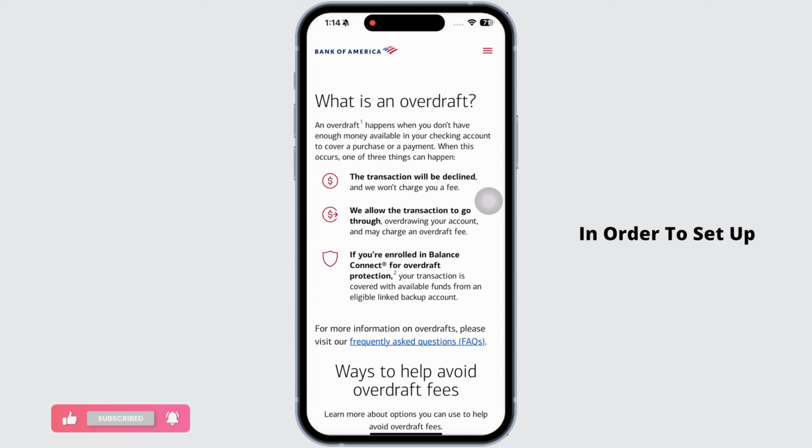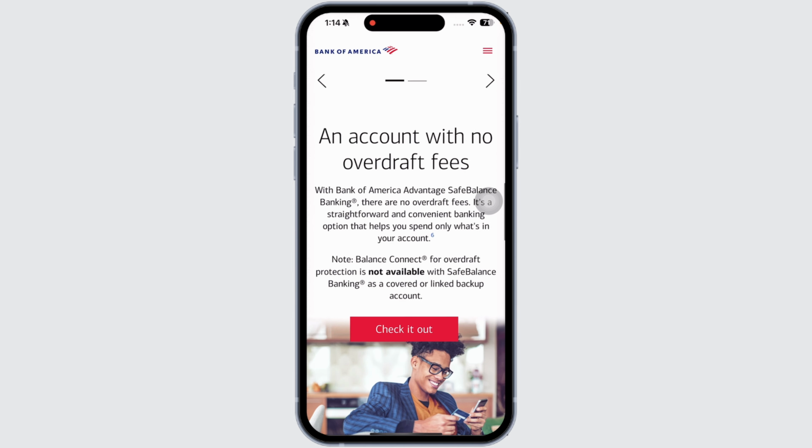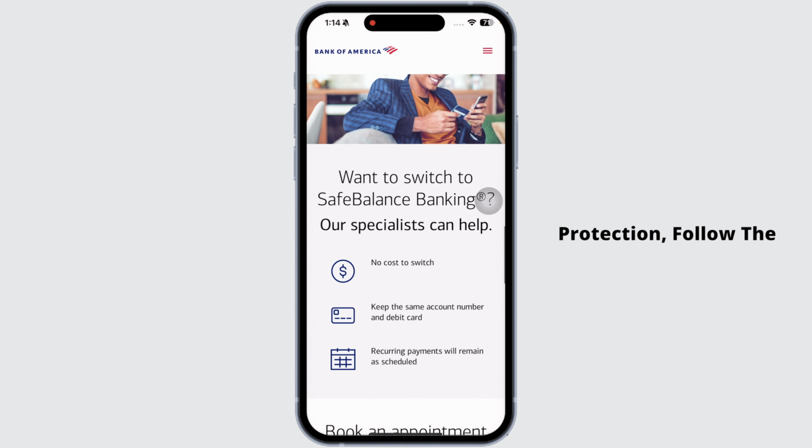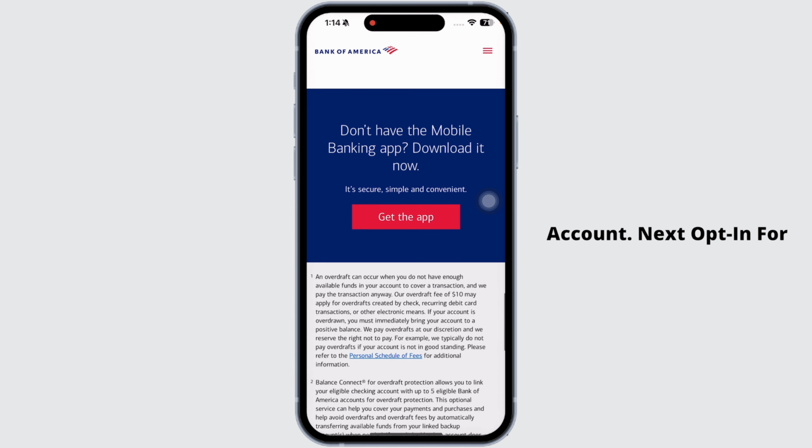In order to set up overdraft protection, you can use the mobile banking app or online banking. Provide your credentials and log in. Head over to the services and select overdraft services. Enroll in overdraft protection. Follow the prompts to link a savings account or a credit card to your checking account.